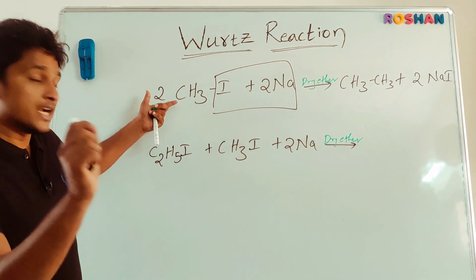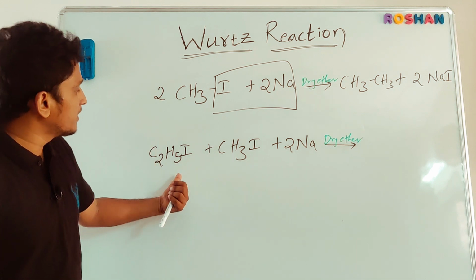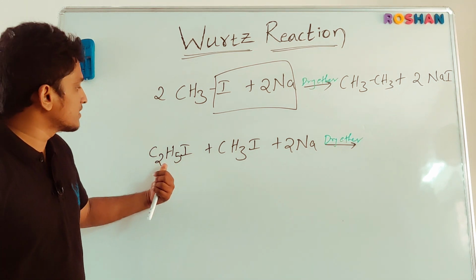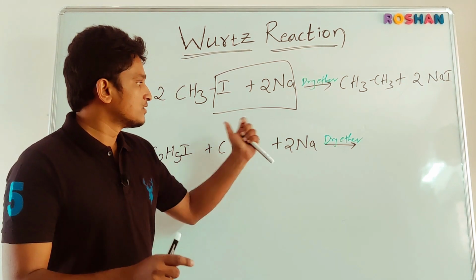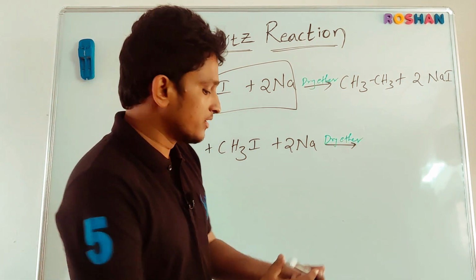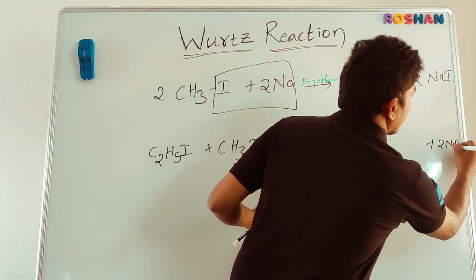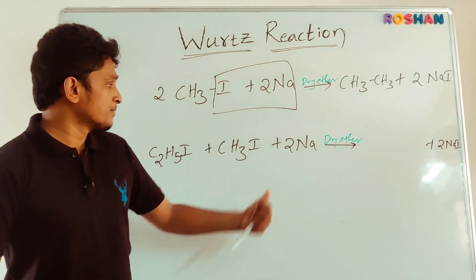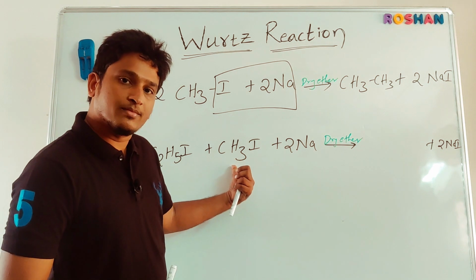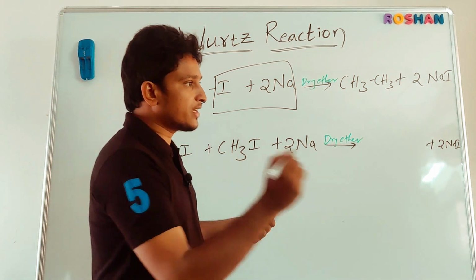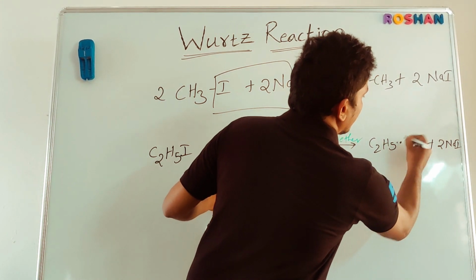The first reaction is conducted by taking the same alkyl halide, methyl iodide. Here different alkyl halides are taken. One is ethyl iodide, the second one is methyl iodide, in the presence of sodium and dry ether. So can you expect the product in this reaction, students? What is common? That is sodium iodide. So what is the other product in this reaction? Simple. It forms an ethyl free radical, and here a methyl free radical. So the ethyl free radical combines with the methyl free radical and they form a bond.